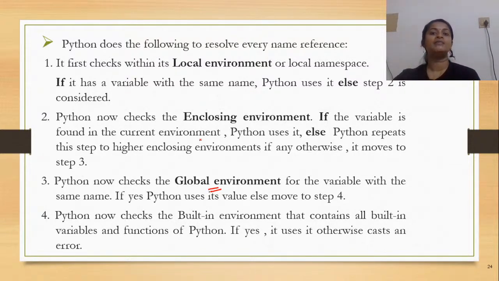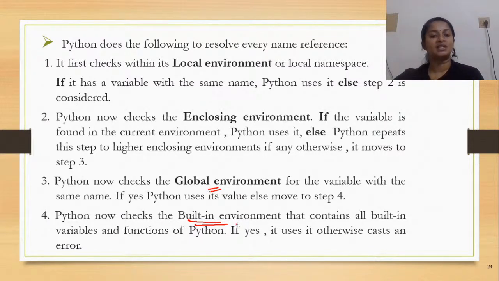Is the idea clear? This particular name is not an identifier, but it is going to be a keyword, right? So do you think you can find a keyword inside the local, enclosing or global environment? No, right? Where would it be? It would be in the built-in environment of your language Python.